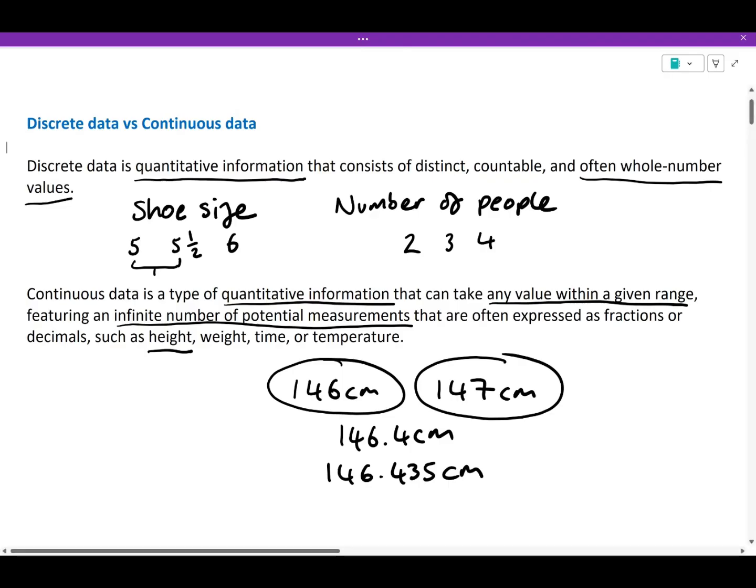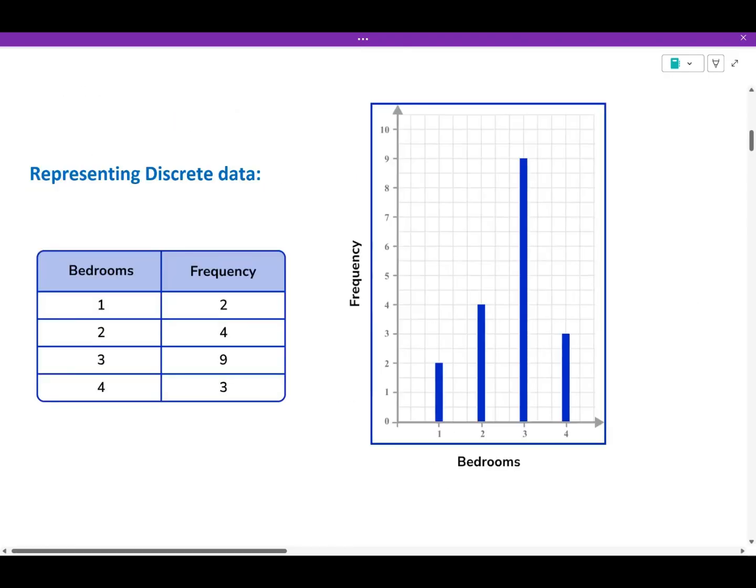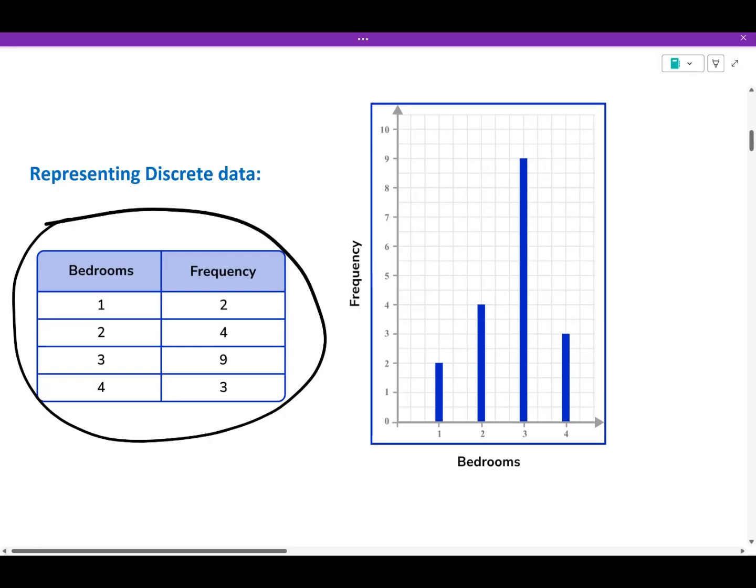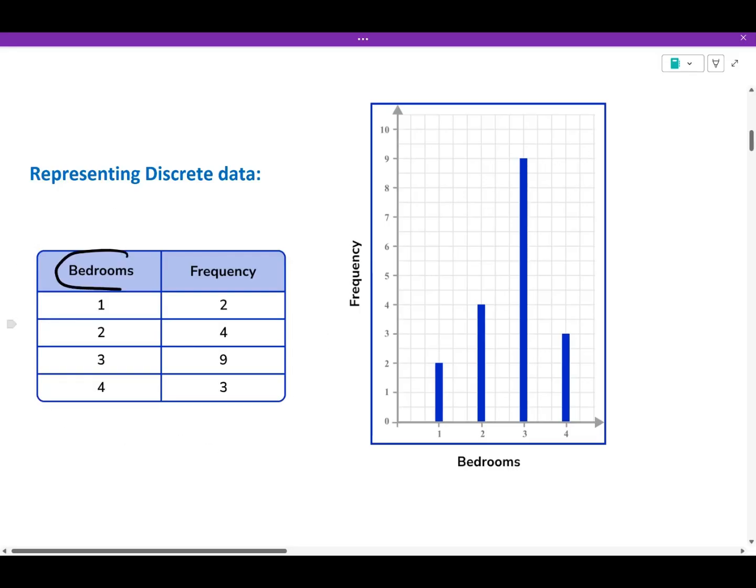Now let's have a think about how we'd represent discrete data. Here we have a frequency table. This is an example of discrete data, because what we're measuring is the number of bedrooms, and the number of bedrooms can only be whole numbers, 1, 2, 3, 4. You can't have 1.23 of a bedroom, so this will be discrete data. And we've got the frequencies for each of those possible options.